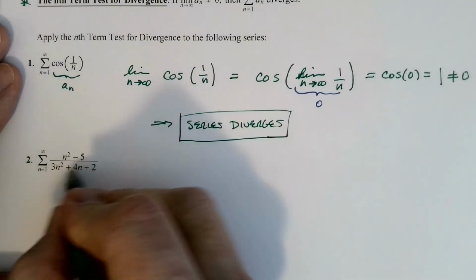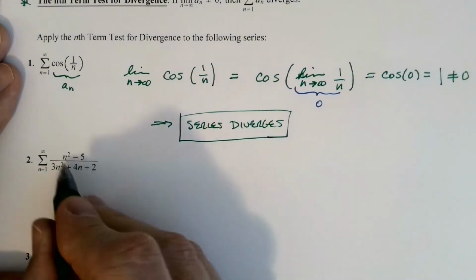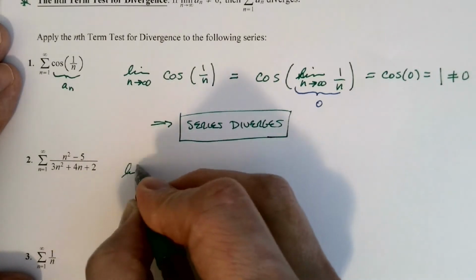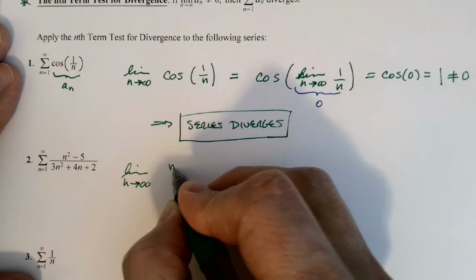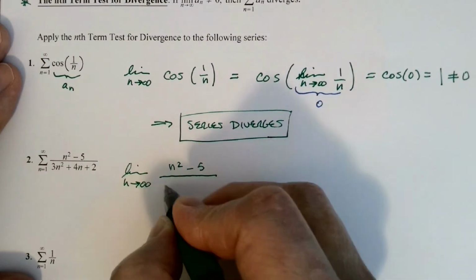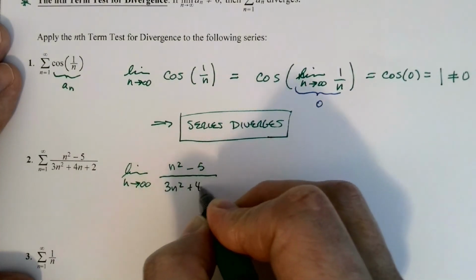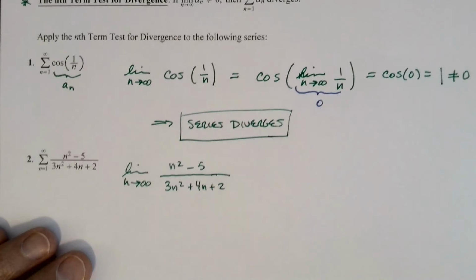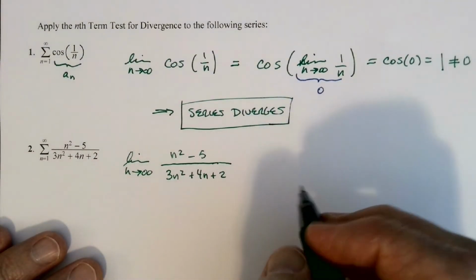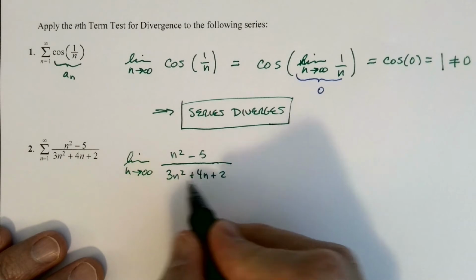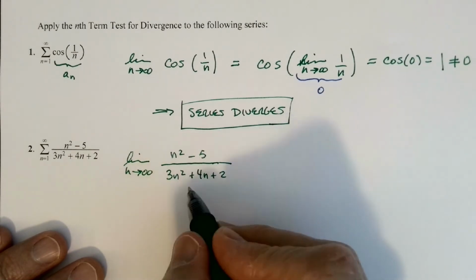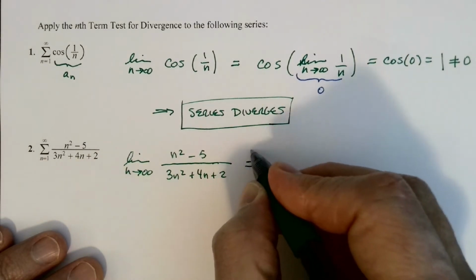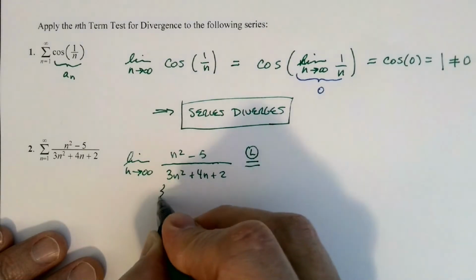Let's look at this one. This is more complicated. Again, n equals 1 going to infinity, does this series converge or diverge? Again, I'm going to take a look at the limit as n goes to infinity of n squared minus 5 over 3n squared plus 4n plus 2. Now, most of you know already the value of this limit. As n goes to infinity, of course, you have an indeterminate form, infinity over infinity. Both of these are going to infinity. But I could apply L'Hopital's rule, for instance, since this form is infinity over infinity.